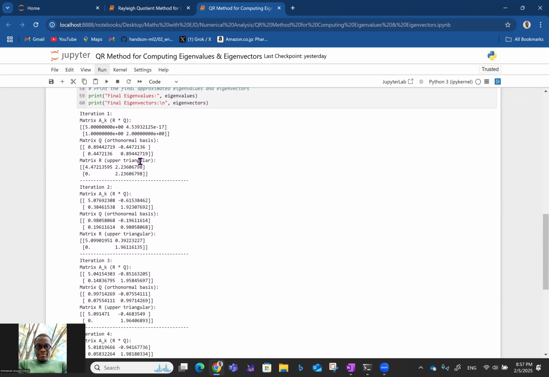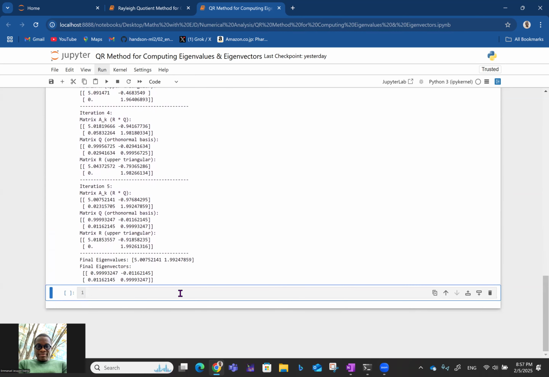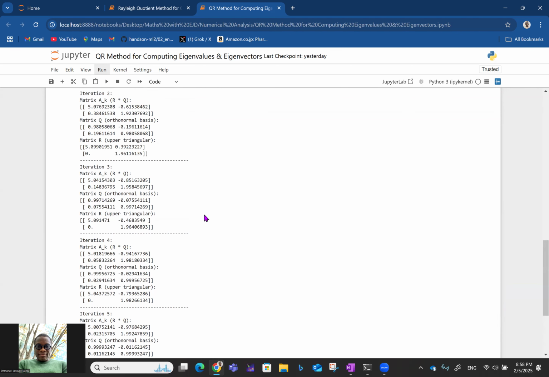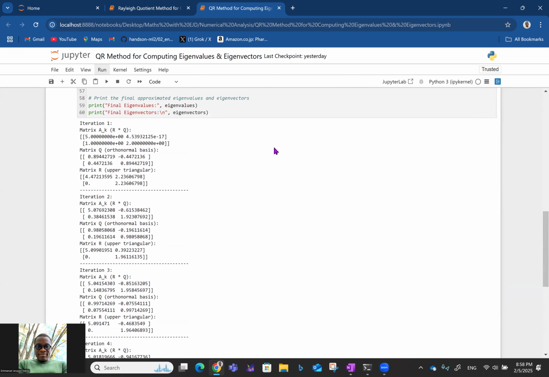So you can see to get to convergence, right? We have 5 iterations till convergence. So you can see at the end of the day, the eigenvalues are 5.00 and 1.99, which is roughly 2, right? So look at the first iteration. If you remember what we got there, when we got our first RQ, the matrix, we have 5, 2, and all this.